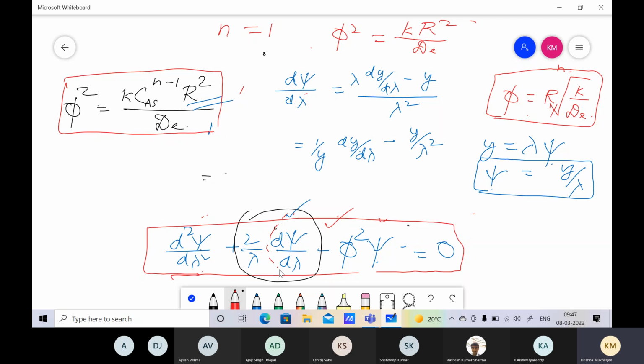And what about d2 psi by, so this d psi by d lambda here, I hope you're getting this. Why don't you do it? Let me write the second expression, which is d2 psi by d lambda square, this one here. Okay, d lambda square is equal to what? In terms of y?